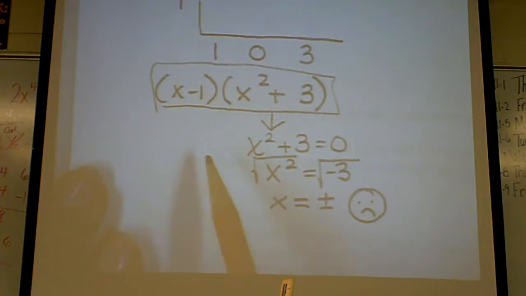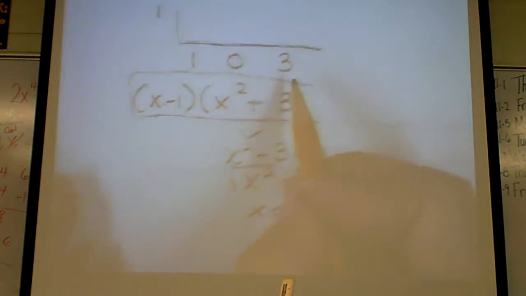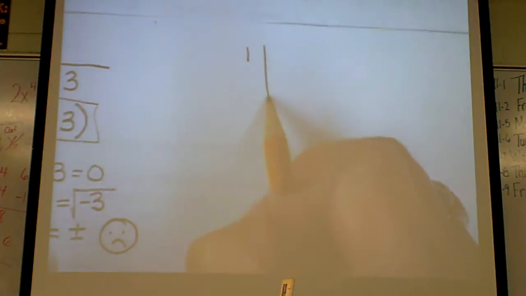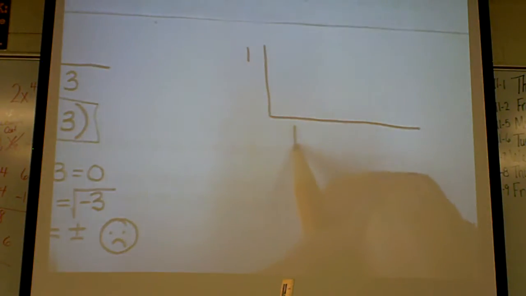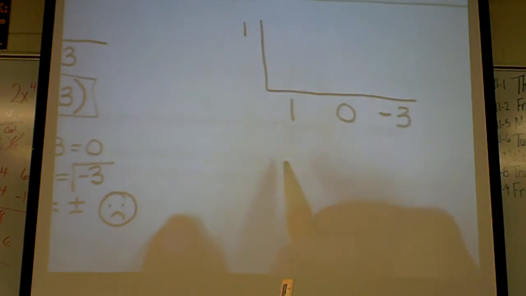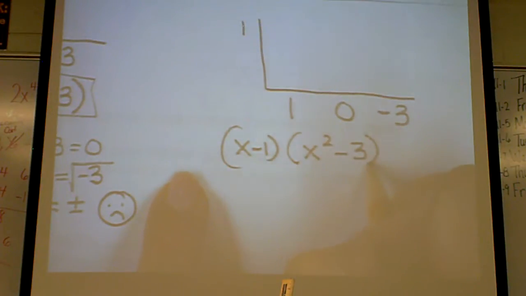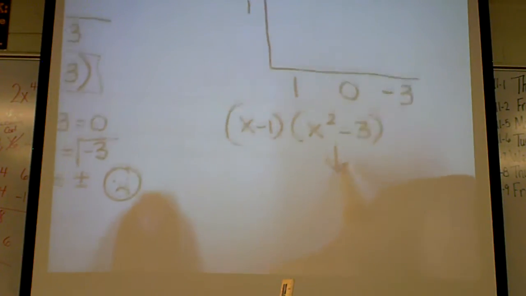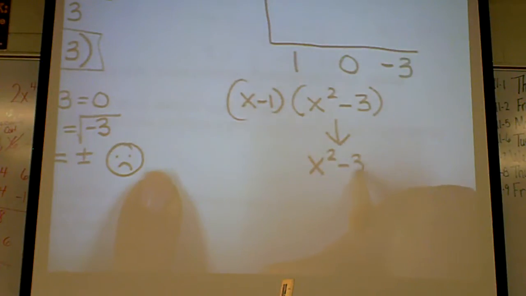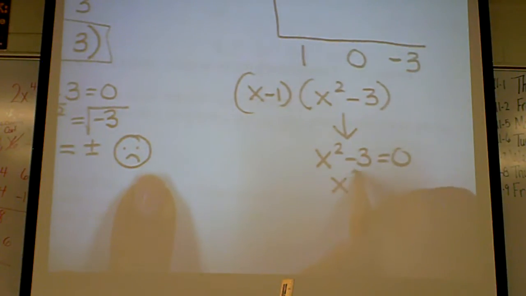Now I'm going to change this around a little bit. What if I gave you this problem? It worked out to be 1, and you had a 1, a 0, and a -3. Now what are you going to do? x minus 1. Then what? x squared minus 3.